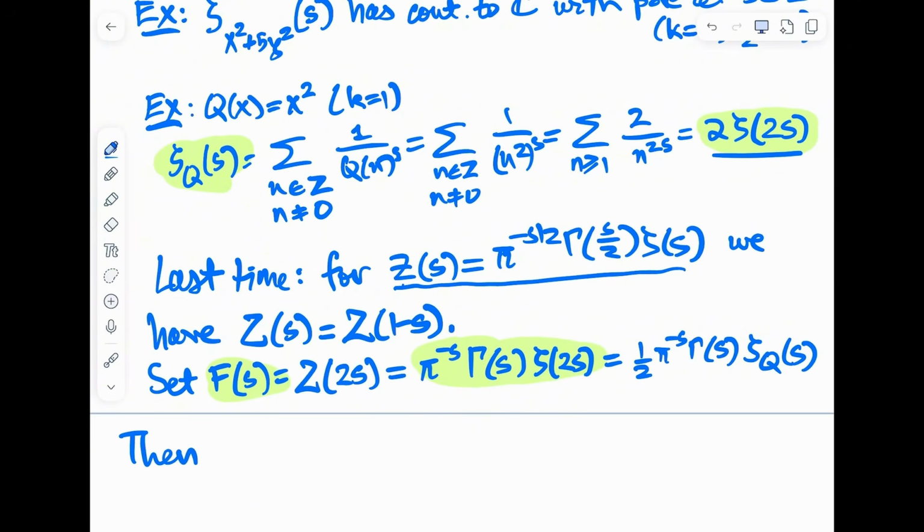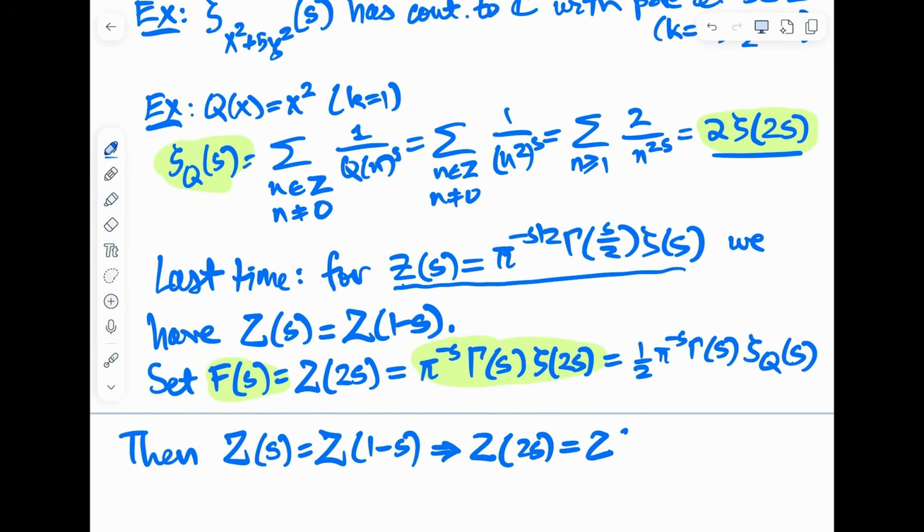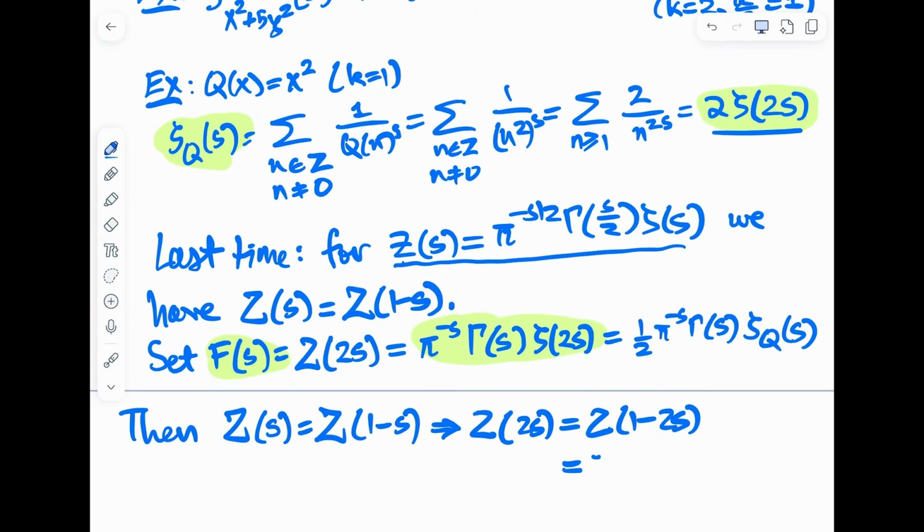the original equation, z of s is z of 1 minus s. I want to replace s with 2s, so, whoops, sorry about that. So this thing, if I replace s with 2s everywhere, I get z of 2s is z of 1 minus 2s. But I'd really prefer to have on both sides z of twice something. So how can I pull out a factor of 2?